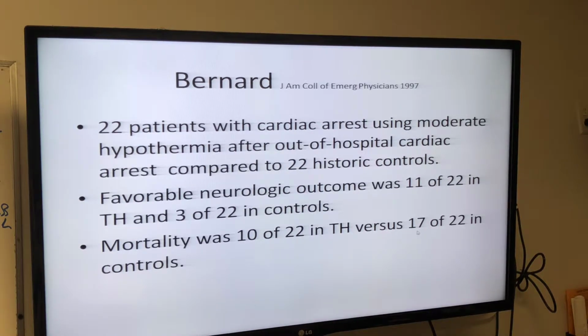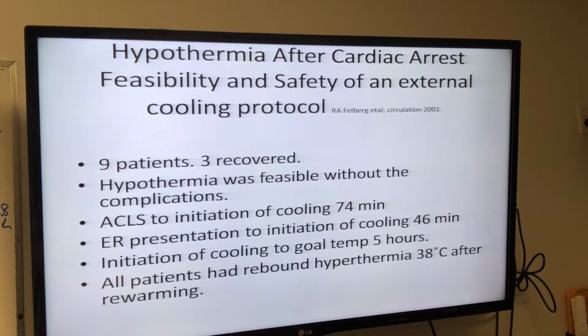So he published it in the Journal of the American College of Emergency Physicians, and nobody heard about it. It's 22 patients, the guy's from Australia. What is this journal? I don't know. All right.